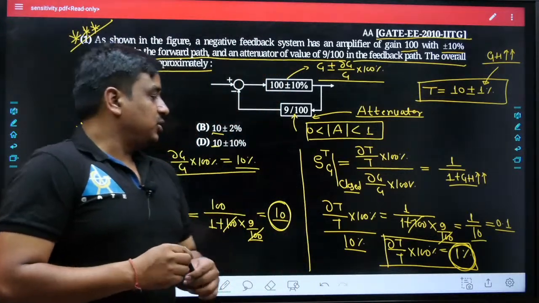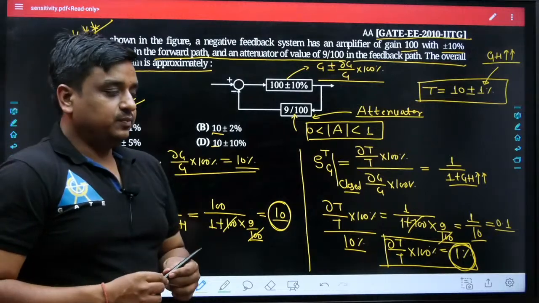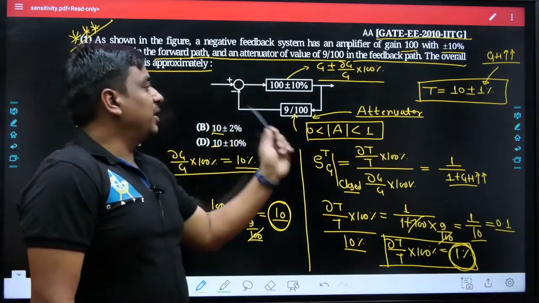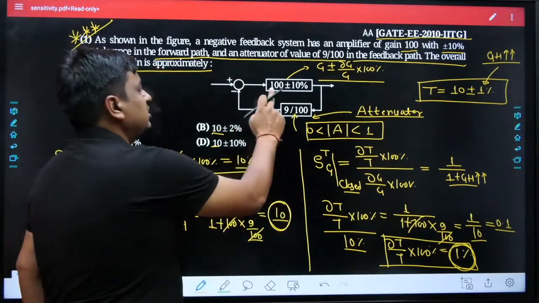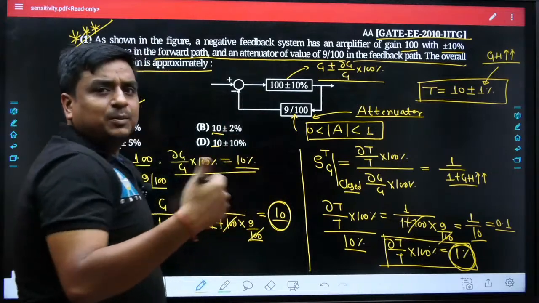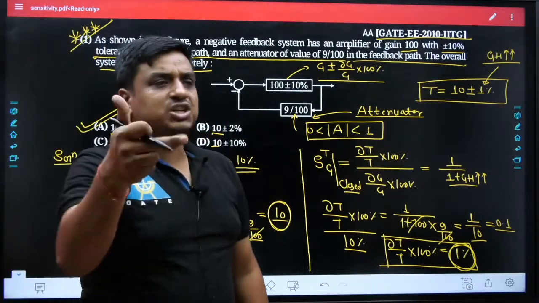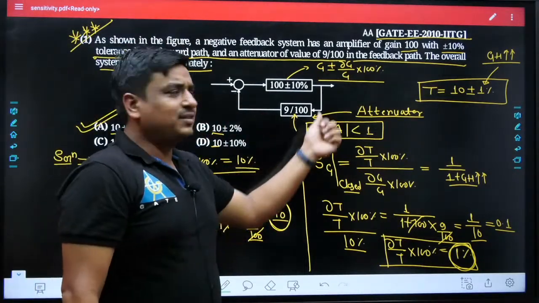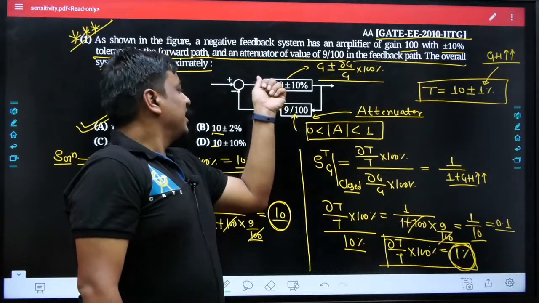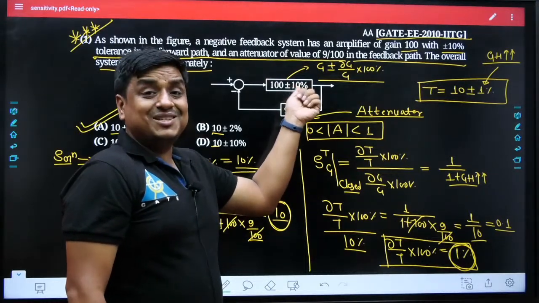Tell me, you can put it over the live chat. Still, let me recall. This was G, this was a percentage in G. What does that mean by the percentage in G? That's the ∂G divided by G into 100%. It's the attenuator, it is in place of H, so here's the value of H: ∂G divided by G into 100%.